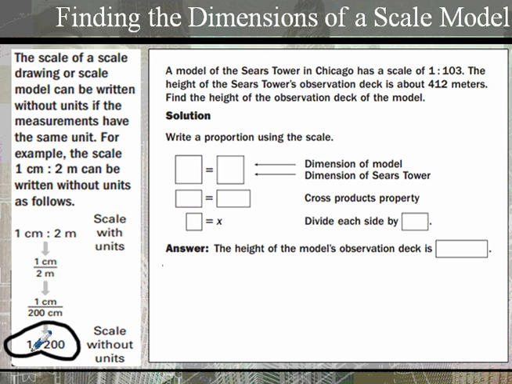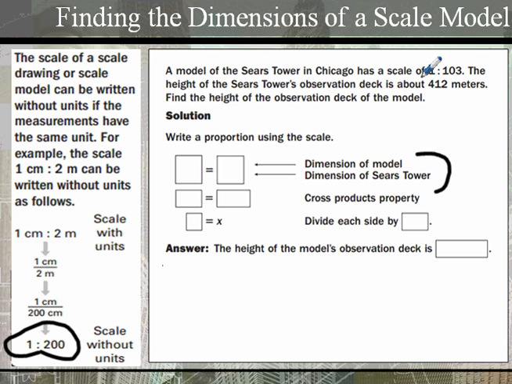For every 1 centimeter, I get 200 centimeters. I don't have to clarify it if it's the same. If it's different, I must tell. So a model of the Sears Tower in Chicago has a scale of 1 to 103. The height of the Sears Tower's observation deck is 412 meters. Find the height of the observation deck in the model. Now they've used words for us, the model over the actual Sears Tower.